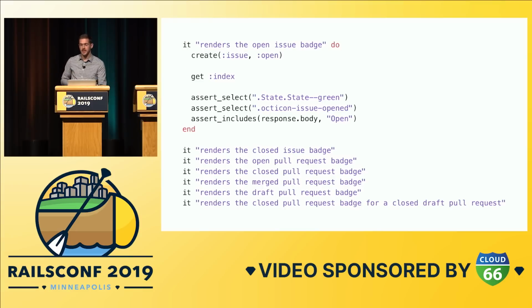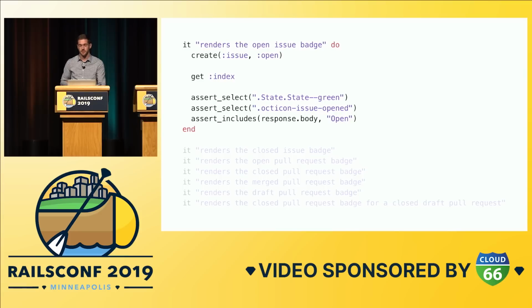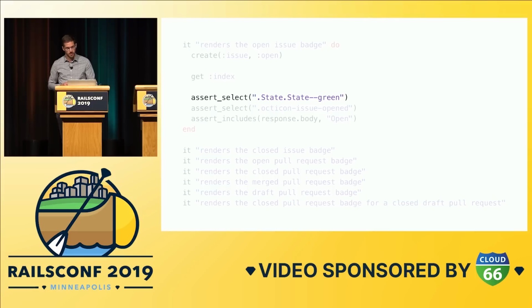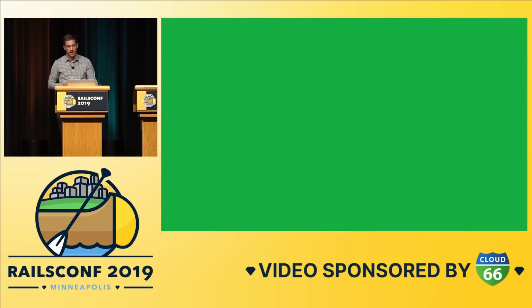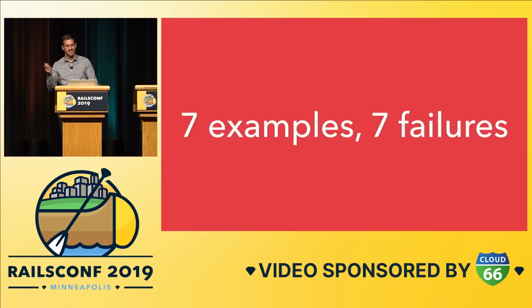So to start, let's add some traditional controller tests for each state. We'll start with the test for the open issue badge. We'll assert that we have the correct class name, icon, and label. And now we have test coverage. So let's delete the view, like I did earlier, and see what happens. We have failing tests, which means we can actually do some refactoring.